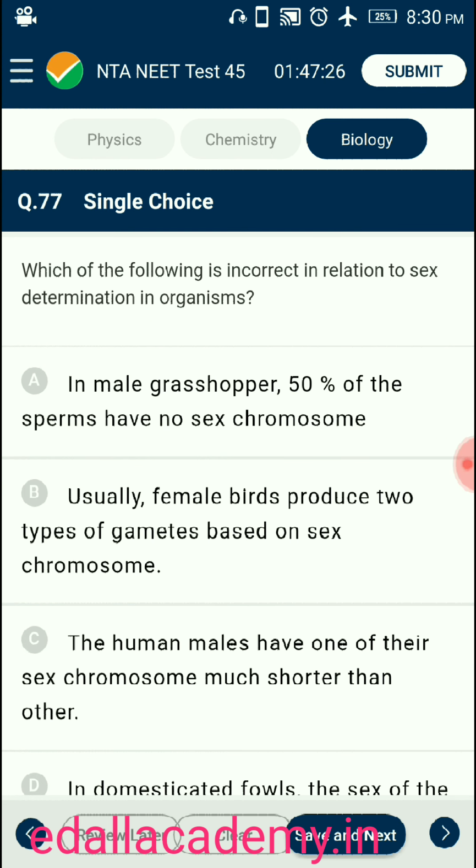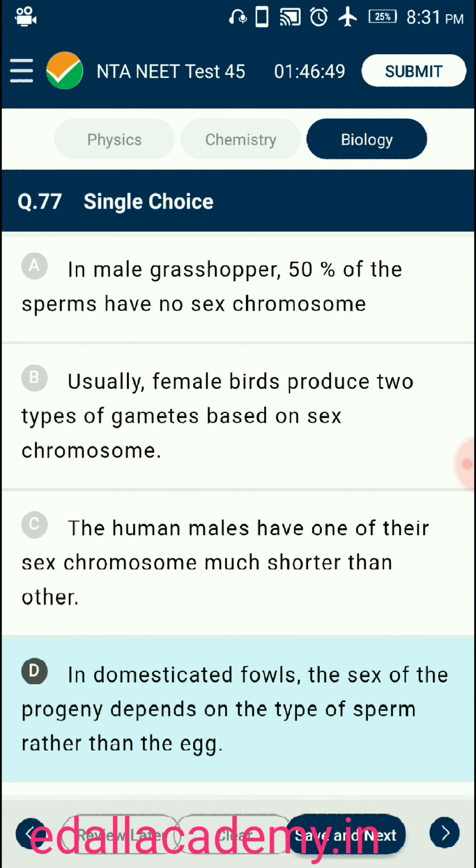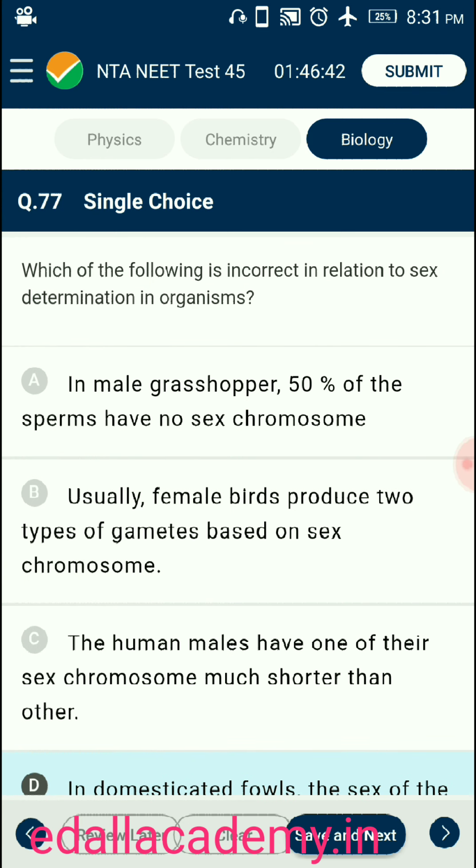Question number 77. Which of the following is incorrect in relation to sex determination in organisms? Grasshopper is an example of XO type of sex determination in which males have only one X chromosome besides autosomes. Thus, 50% of sperm carries the X chromosome and 50% are without the X chromosome. In birds, the female is heterogametic and produces 2 types of gametes. In humans, the Y chromosome is shorter than the X chromosome. The answer for this question is option D. In domesticated fowls, the sex of the progeny depends on the type of sperm rather than the egg. So that is the incorrect relation to sex determination in organisms.